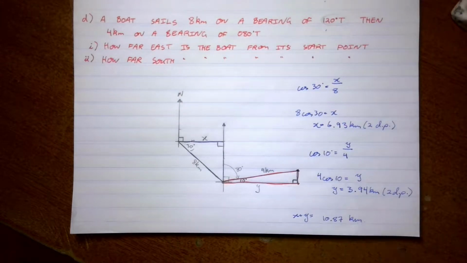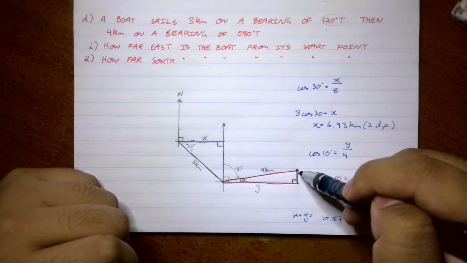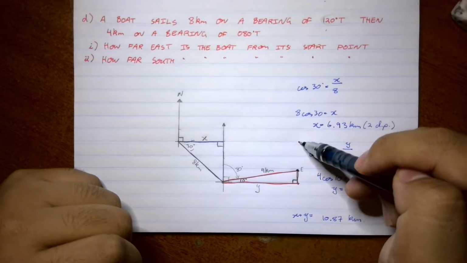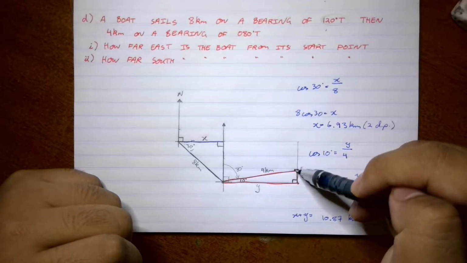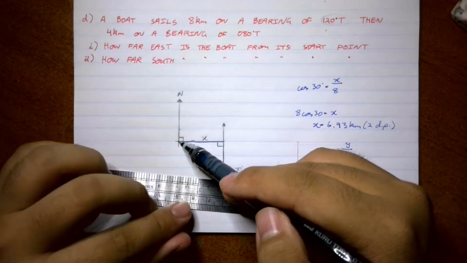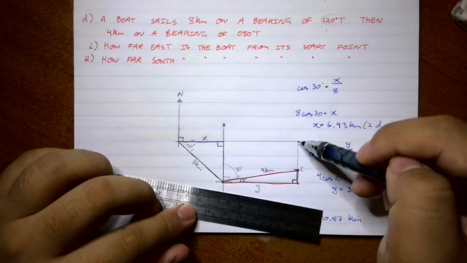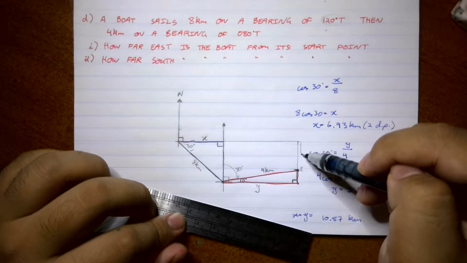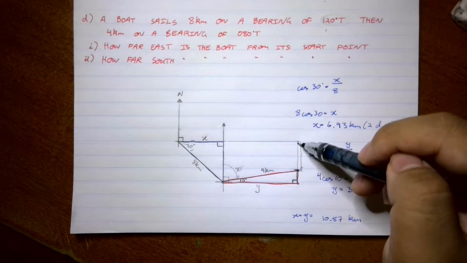So really, if you think about it, the end point is here. That's where we ended. And how far south it is, is this length here. Because remember, this is the start point. So if we draw a line that's perpendicular to here, this is the length we need to calculate. That is the length we want to calculate.